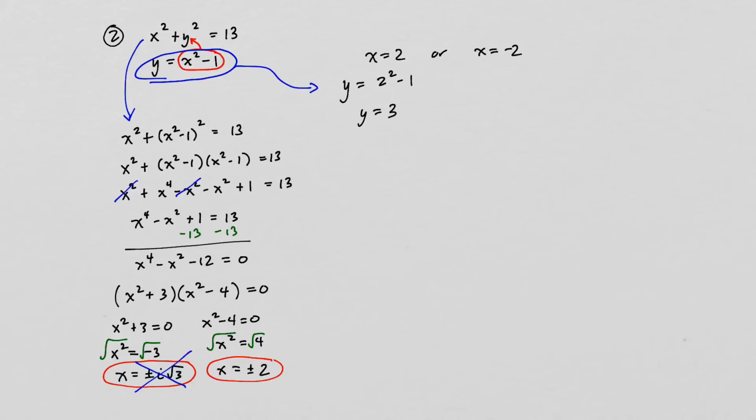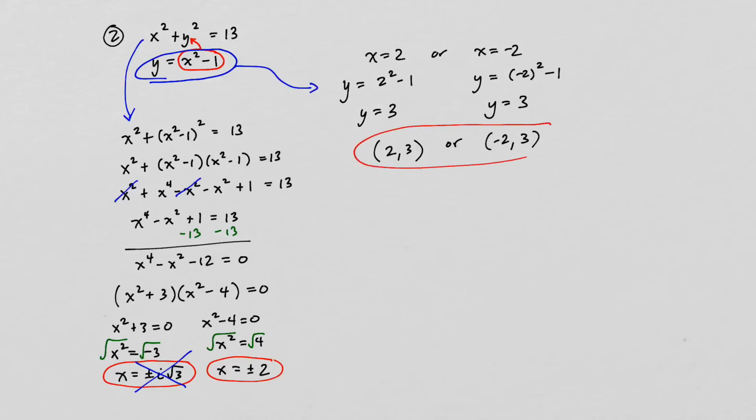And so this is 3. And for the other one, y equals x squared minus 1, and this is also 3. So one solution is x equals 2, y equals 3. The other solution is x equals negative 2, y equals 3. Okay, so these are the solutions to the system.